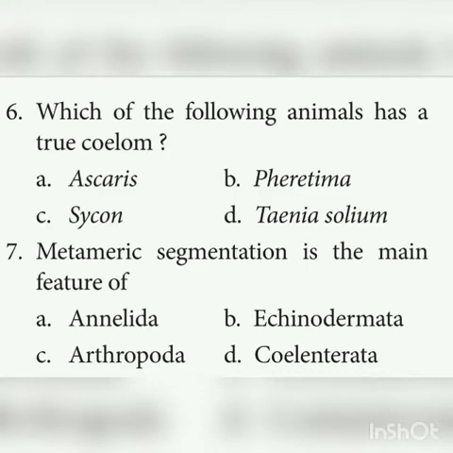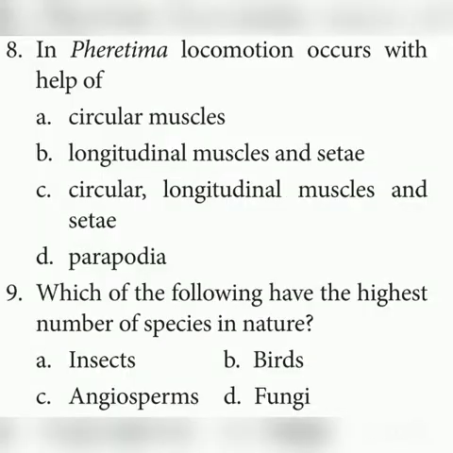Sixth one, which of the following animals have a true coelom? Pheretima, that means earthworm. Seventh one, metameric segmentation is the main feature of phylum Annelida. In Pheretima, the locomotion occurs with the help of circular and longitudinal muscles and setae. And ninth one, which of the following has the highest number of species in nature? Insects. Insects belong to phylum Arthropoda.